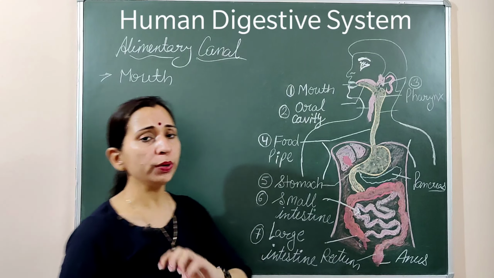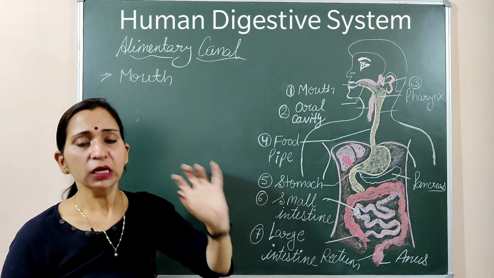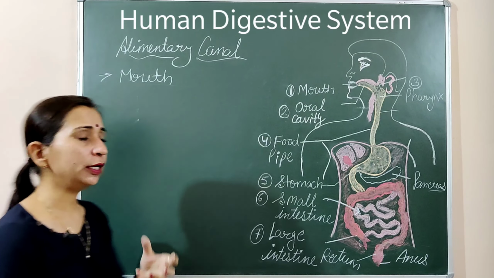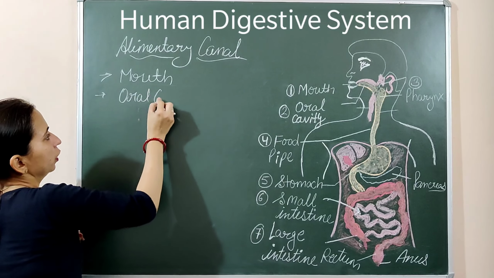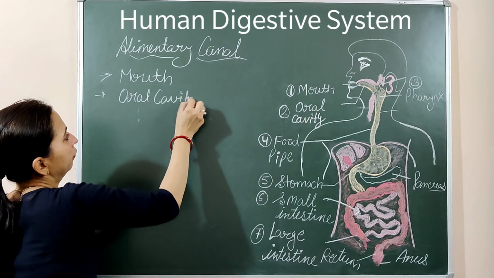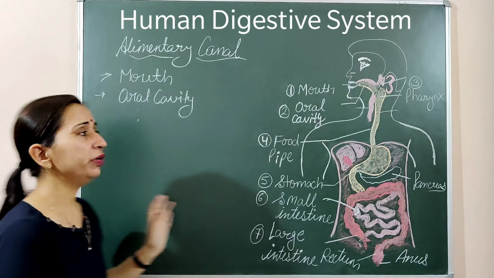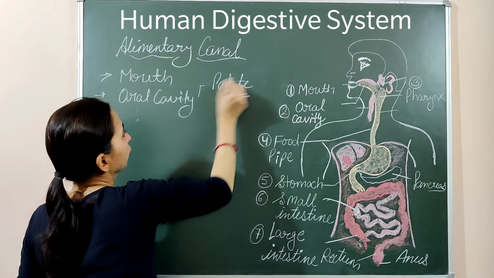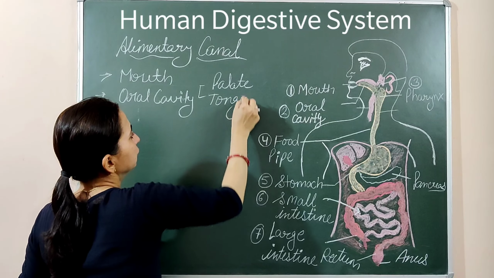Now, the mouth opens into a cavity. Here you can see this is the cavity. This cavity is known as the oral cavity or the buccal cavity. This oral cavity again has some parts. We will discuss the palate in the oral cavity, and we will discuss the tongue and the teeth.